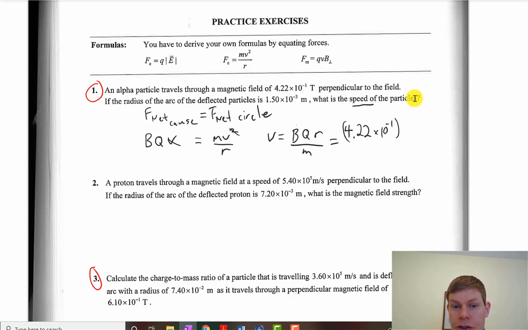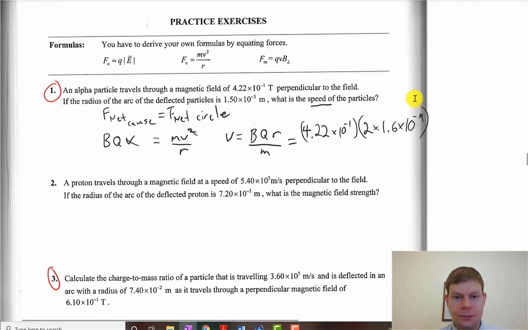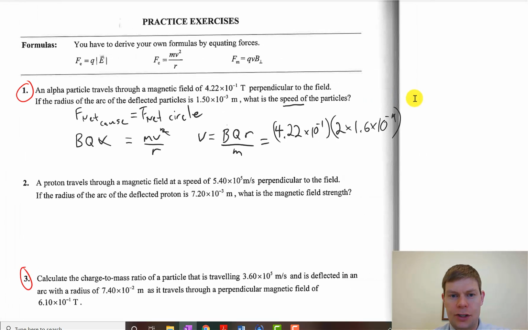And then our charge, this is the tricky part, it's an alpha particle. So remember, that's a helium nucleus. It's got 2 protons, 2 neutrons, so it's the charge of 2 protons. So Q is 2 times 1.6 times 10 to the negative 19. Remember, that's your elementary charge. And then our radius is given to us: 1.5 times 10 to the minus 3 meters. Remember, we've got to work in meters. Some of the other questions throw centimeters at you, so you've got to convert them.